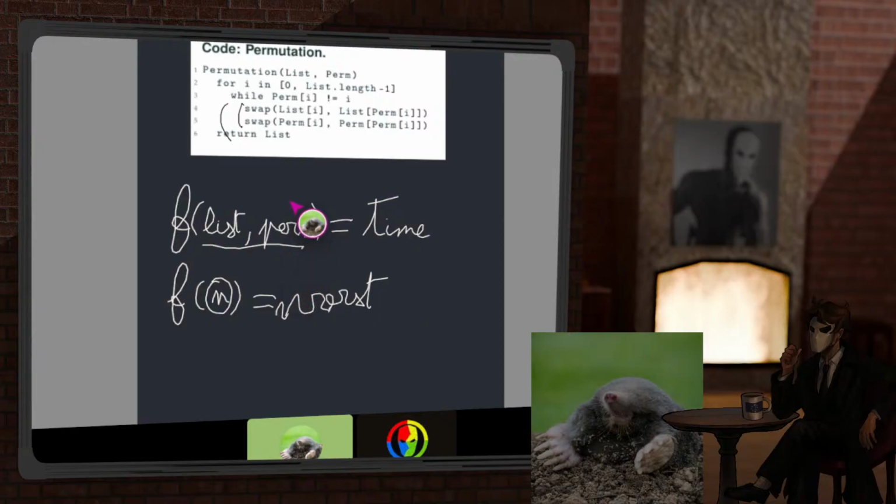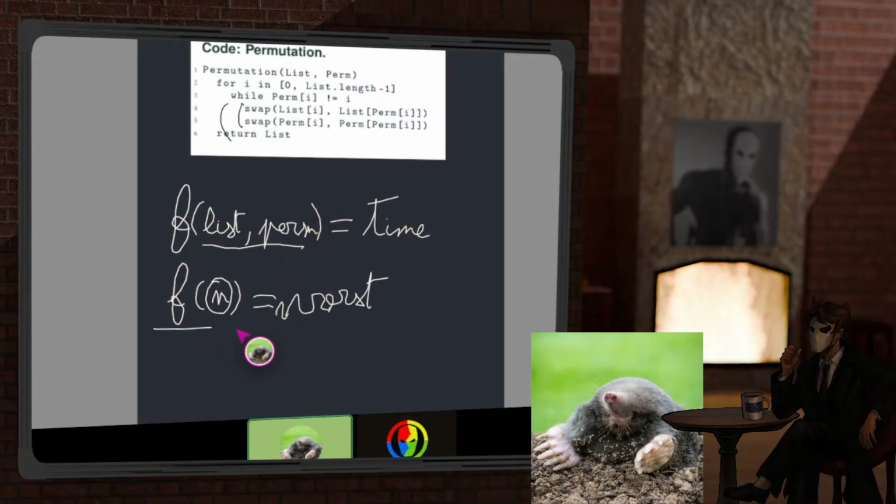Anyway, so what does this function look like? Wait.